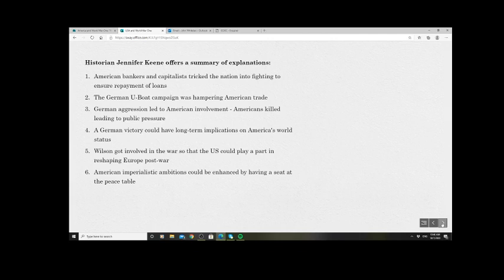So she argues that maybe American bankers go to the American government and say, look, we need to ensure that these British loans are repaid to us. So in order to do that, we need to win the war, because if we don't win the war, Britain will be defeated.